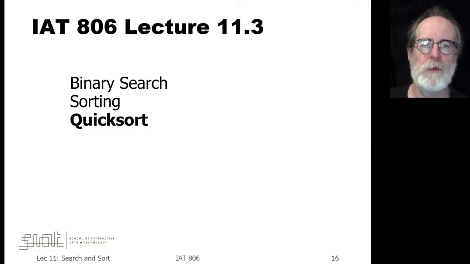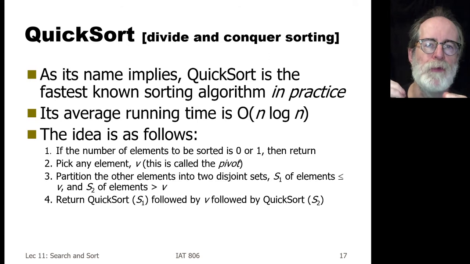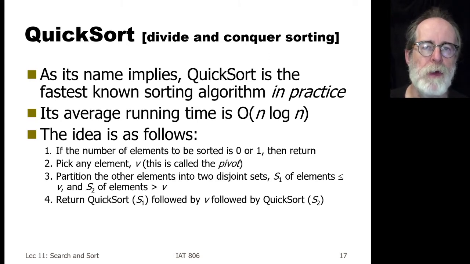This is IAT806 lecture 11.3, where we're continuing our algorithm segment. Now we're going to talk about Quicksort. You'd already seen that in sorting, but I'd like to show a little bit more detail in this lecture segment. As the name implies, Quicksort is the fastest known sorting algorithm in practice for general purpose use. There may be some special sorting situations and algorithms that take advantage of that special situation, but for general use, Quicksort is practically the fastest that's out there.